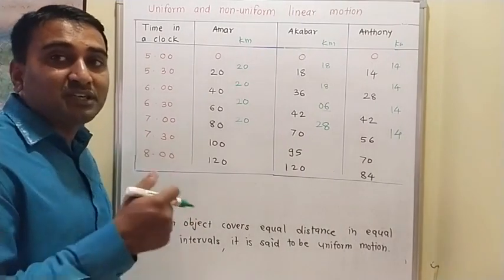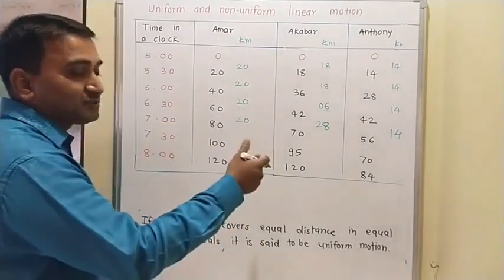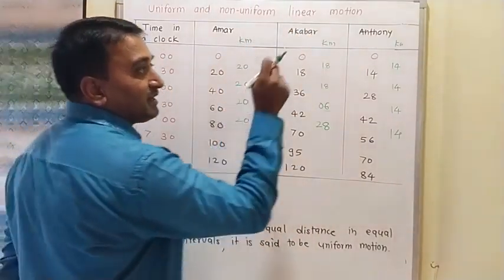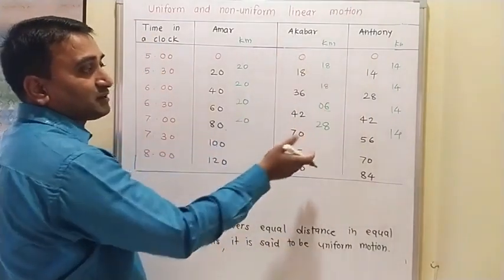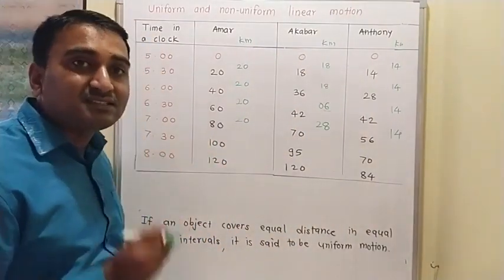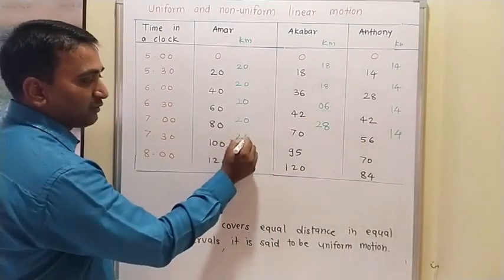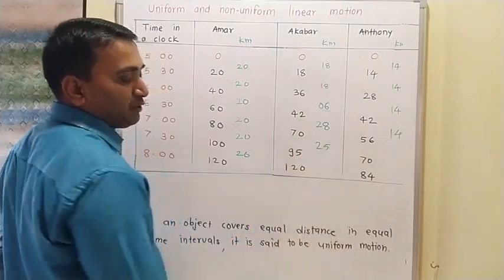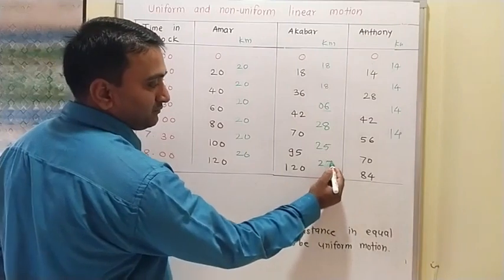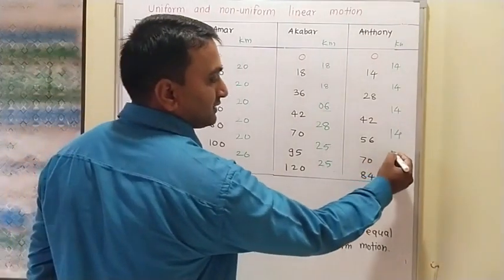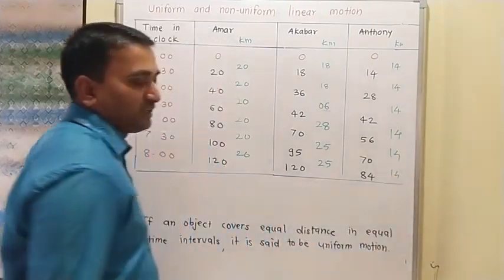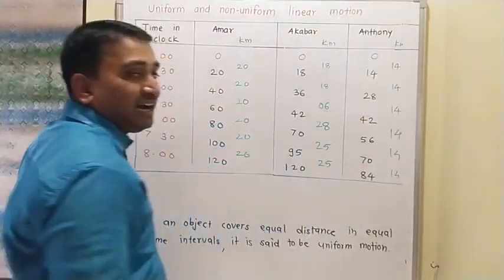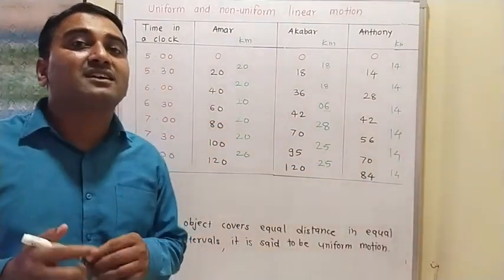So who has covered equal distances? Here only Amar and Anthony are covering equal distances. What about Akbar? Akbar is not covering the equal distance in the equal interval of time. Here it is 20, and here is also 20. But what about here? Here 25, and here is also near about 25. Here we have 14, and here is also 14. So wherever you go, only Amar and Anthony are covering the equal distance in equal interval of time.